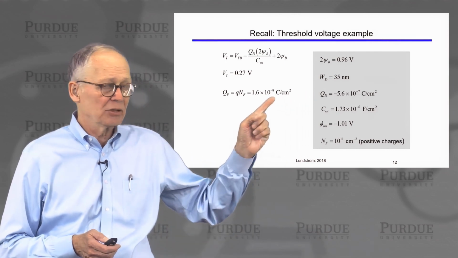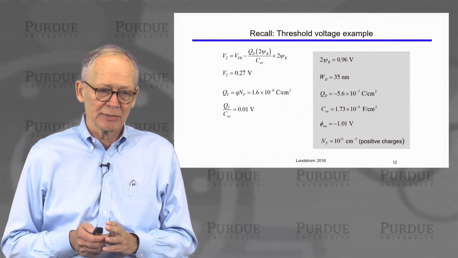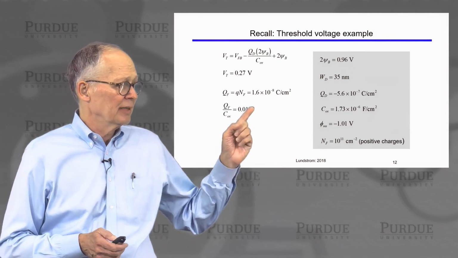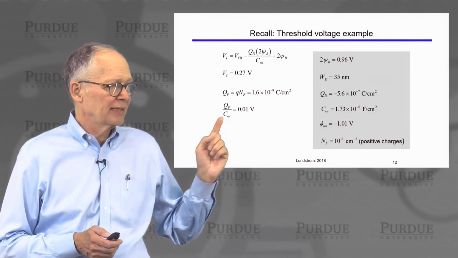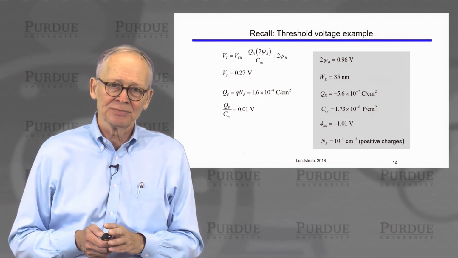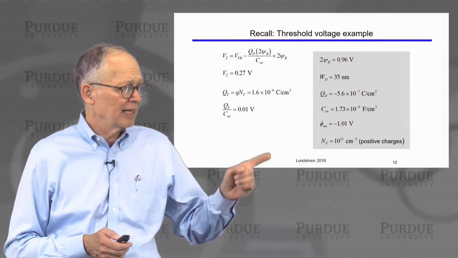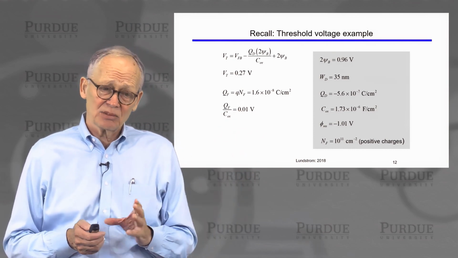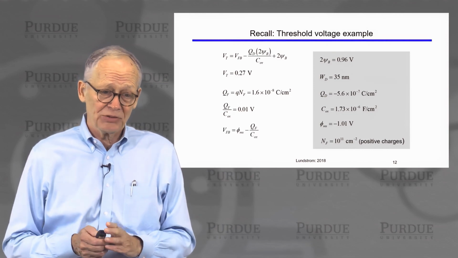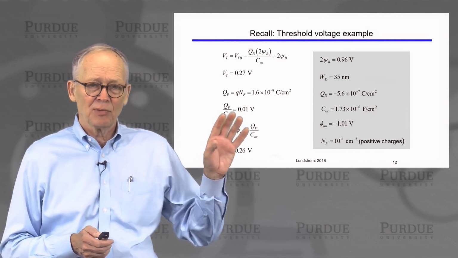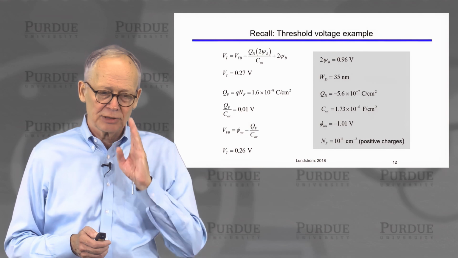We multiply by Q to get the charge in coulombs per centimeter squared. We compute charge over oxide capacitance to find its contribution to the volt drop across the oxide. And what we find is that it's relatively small, very small, 0.01 volts. So we get a small correction to the threshold voltage.